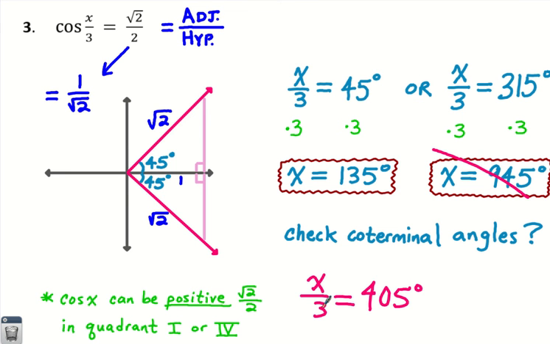But we're not going to be dividing the 405 by 3. We're going to be multiplying it by 3. I mean, 405 is already too big for our acceptable interval for our answers. And so multiplying by 3? No. So we are not going to check coterminal angles. Okay, so really, we only have one final answer. That's it, just one answer.